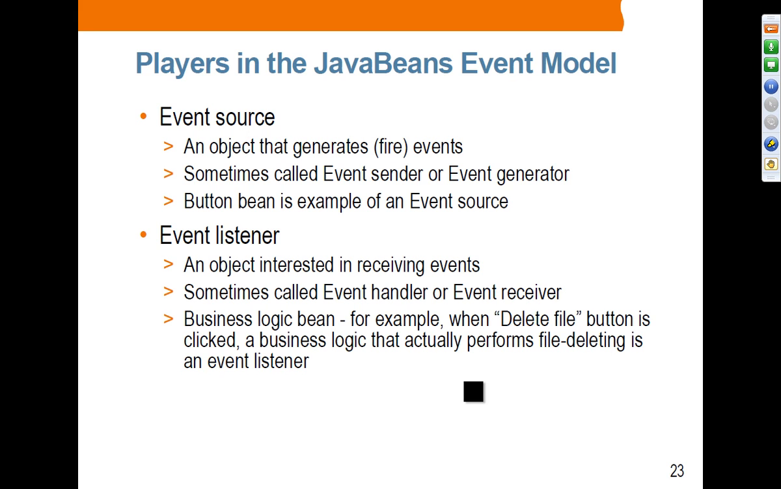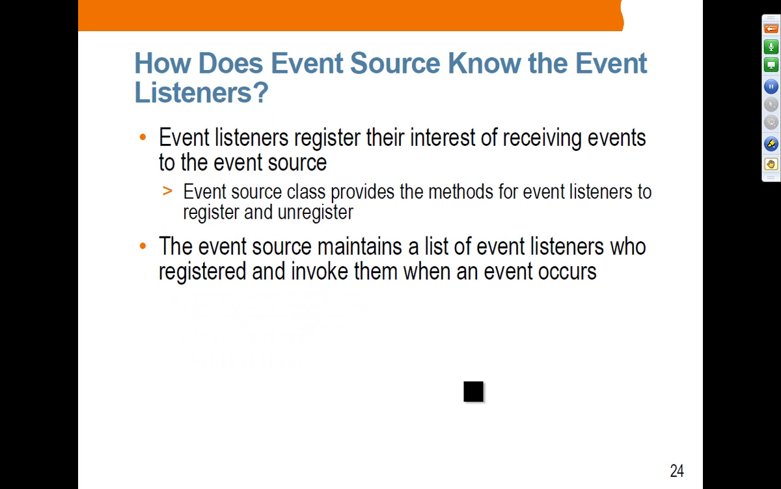Now what is the relationship between event listener and event source? Let me repeat that question. How does the event listener let the event source know that it is an event listener of that particular event? That is the question on this page. Rephrasing, how does the event listener let the event source know that it is the one that wants to receive events? The way is that it registers its interest in receiving events with the event source. So the event listener has to perform some registration with the event source.